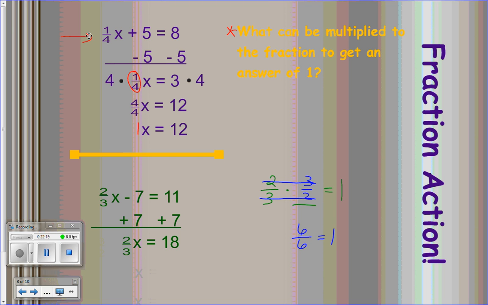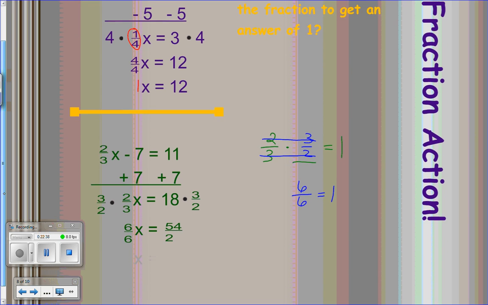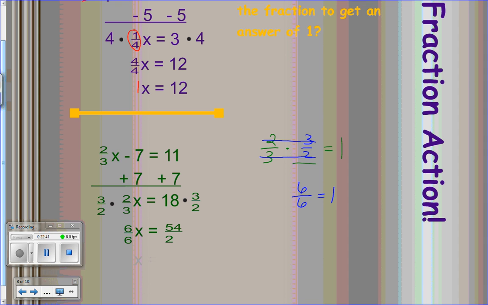To get rid of the 7, we add 7, inverse operation. And we're left with 2/3 x equal 18. And now we're going to multiply by 3/2, because 3/2 times 2/3 is equal to 6/6 x. And on this side, again, we multiply numerators and denominators, and this one is a 1. And we get 54 over 2. And we can simplify that. 54 divided by 2 and 6 over 6. So we get x is equal to 27.